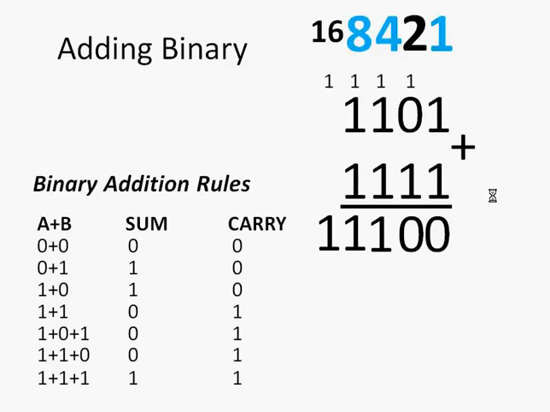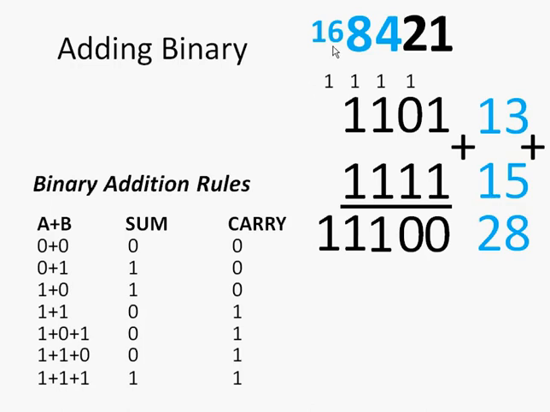Checking it, 1101 in decimal is 13. 1111 is 15. Added together, we get 28. And 16 plus 8 plus 4 is also 28. So we've got that one right as well.